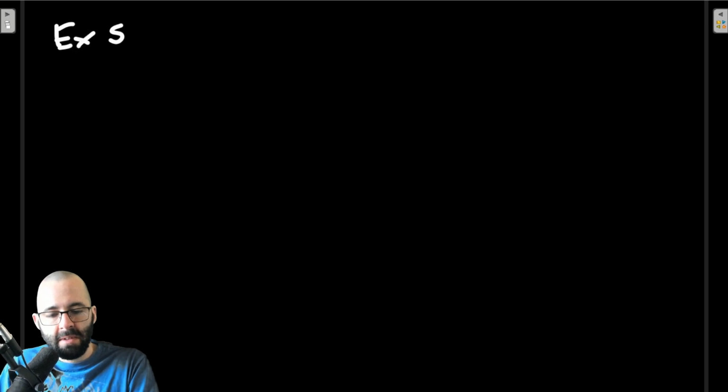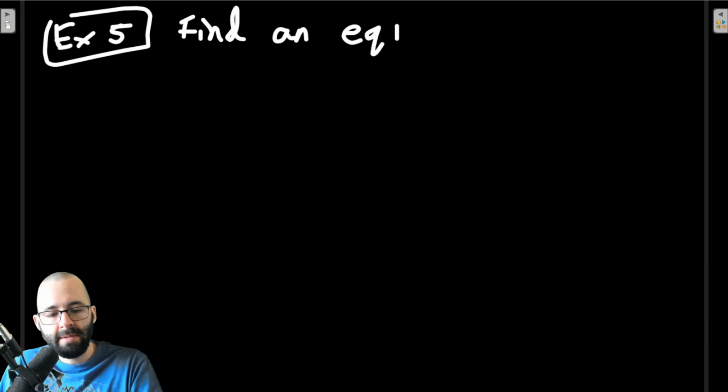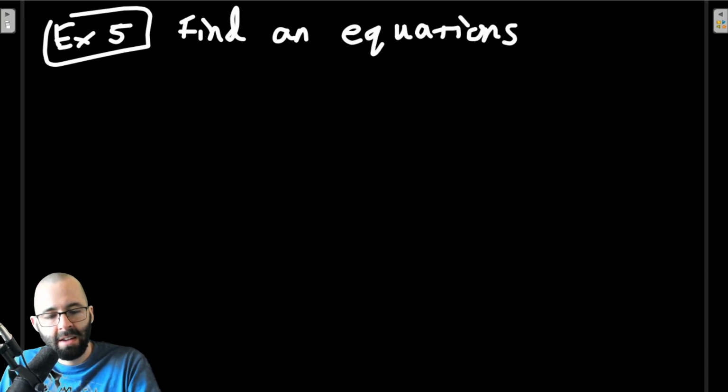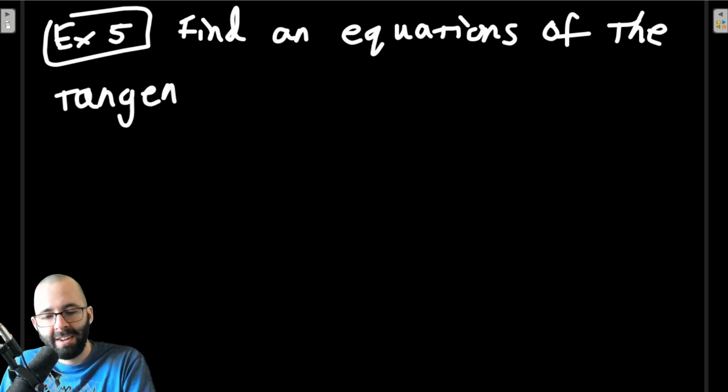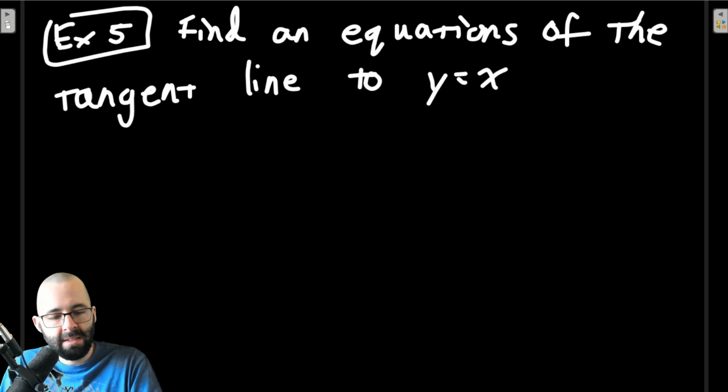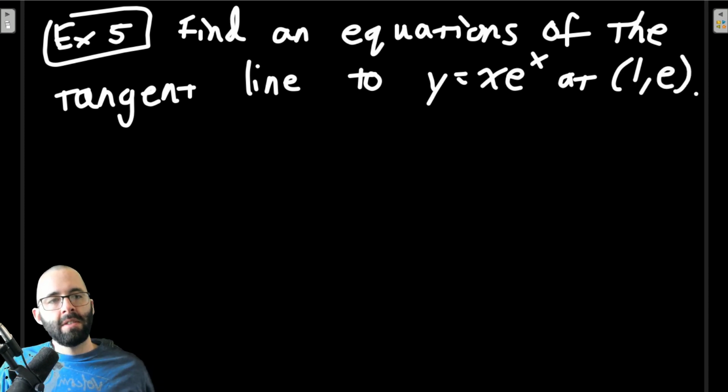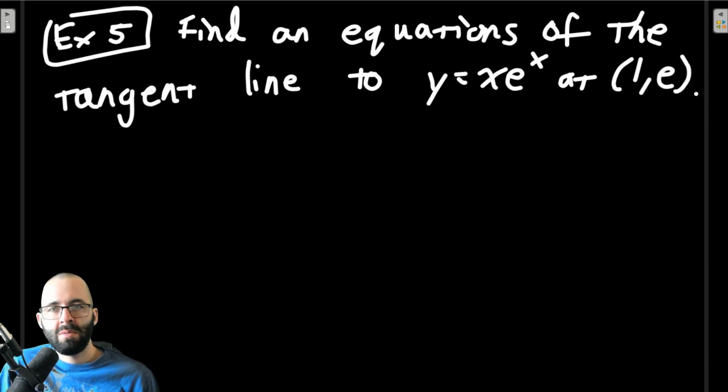All right, and here we go. Let's do another one. Example 5, the last example. Find an equation of the tangent line to the graph y equals x e to the x at the point 1 comma e. E is about 2.718, I believe. Wondering if I'm switching my digits. But that's what we got here.